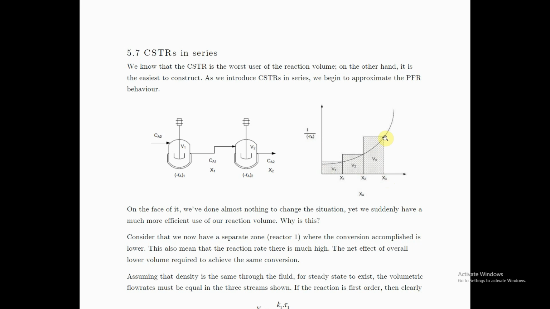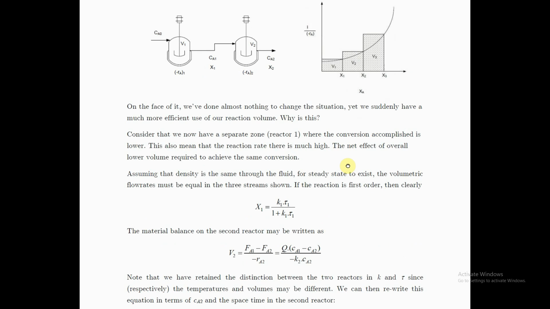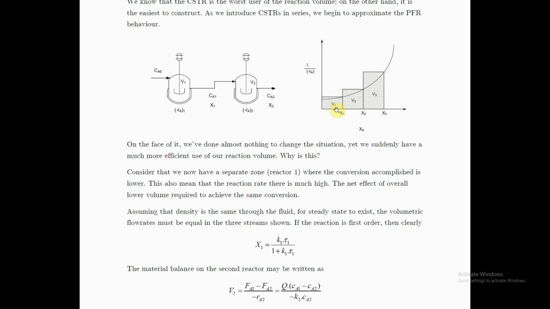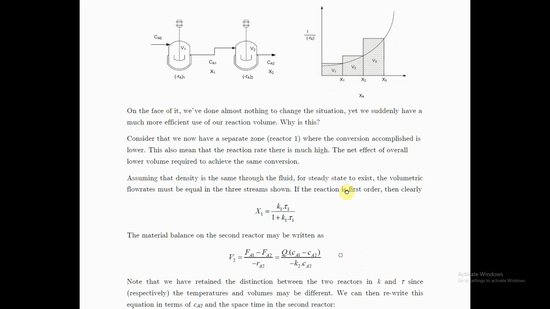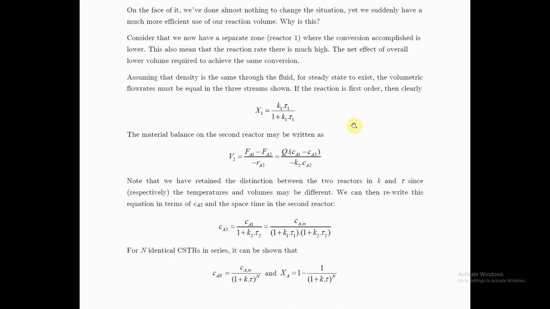If you had one CSTR for this X3, then all the space above the curve would be a wasted volume. So as you use more CSTRs, you can see you are getting closer to this curve here. And in fact, we'll come back a little later to the case where you have an infinite number of CSTRs in series. So anyway, for now, just saying that there's some reasonably small number of CSTRs. Let's look at how we can modify our expressions to determine the conversion that we accomplish.